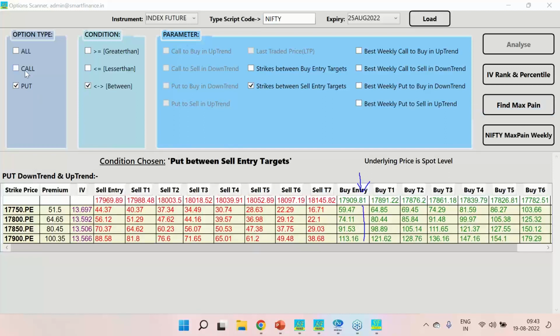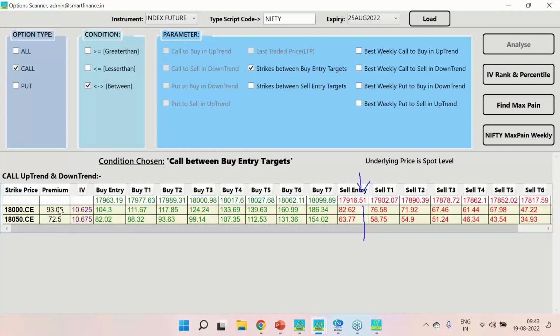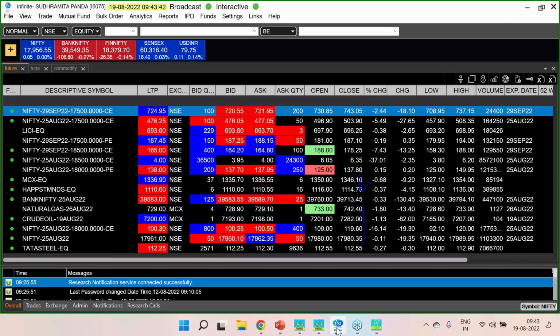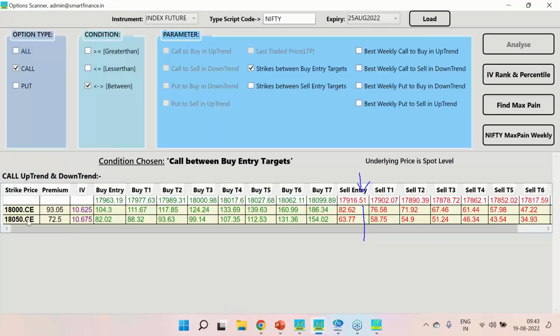Same process if you are going to buy a call option. You can select it here and analyze. It is suggesting only 2 strikes. These strikes apply when the Nifty spot gives a breakout above 17,963. This is the place where you can buy the call options, and these 2 strikes are recommended because they have very little theta decay impact.